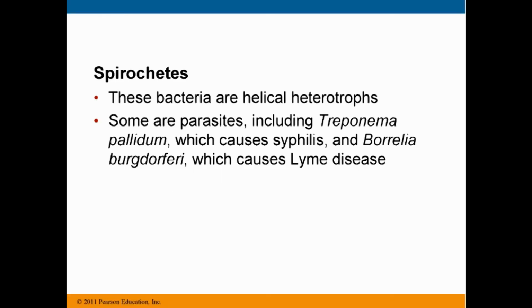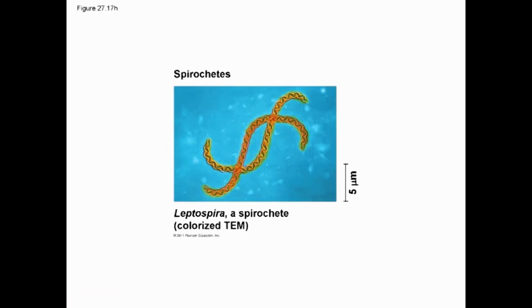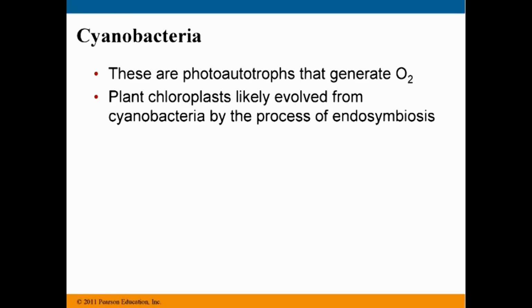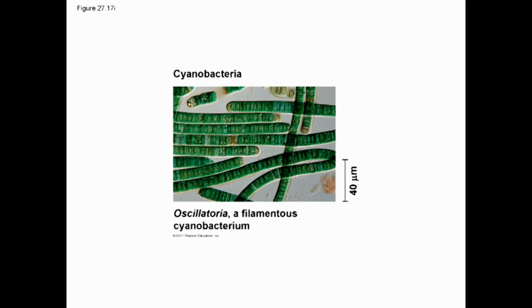Spirochetes, so this is the next group. These are helical heterotrophs. Several examples here. Treponema, which causes syphilis, and Borrelia, which causes Lyme disease. Treponema and Borrelia. Just know these by genus. Okay, don't worry about the species, just the genus. Okay, so this is Leptospira, so this shows you the spirochete. Cyanobacteria, these guys are photoautotrophs. Here's an example, Oscillatoria. You guys saw this in lab.